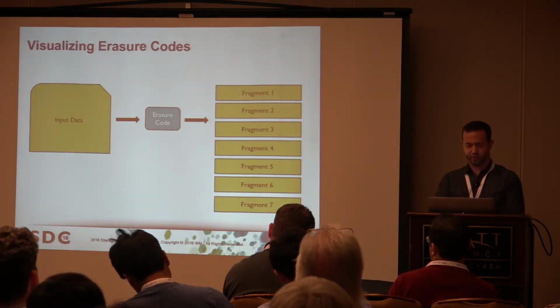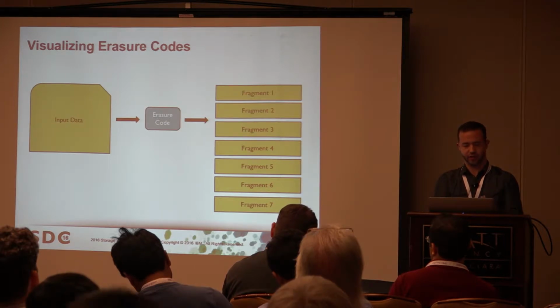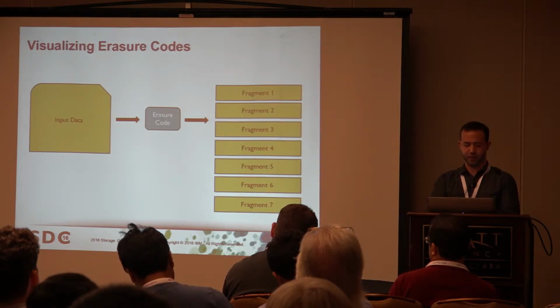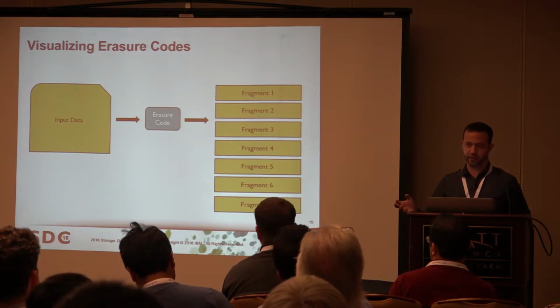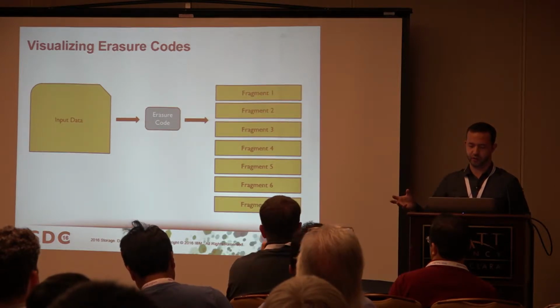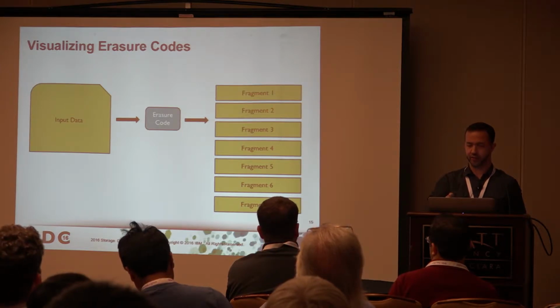So to provide a picture for this, imagine that we have some input data, maybe it's a file, goes into an erasure code, and N fragments are produced. Each of these could be stored to a different location, and then at some future time when you want to recover it, you don't necessarily need all 7 of these. You might only need 4 of them.